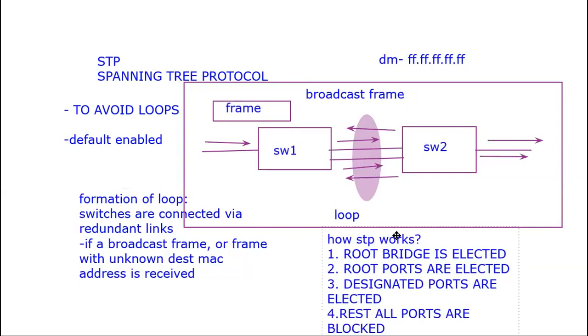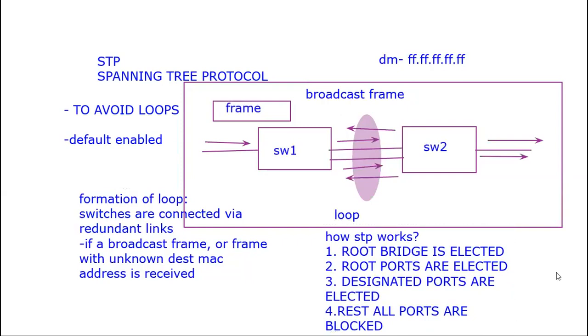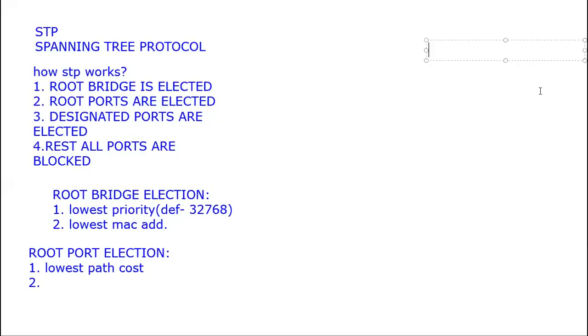For electing all these root bridge, root ports, designated ports, and blocked ports, there are some election processes involved. So the election process is the next thing we have to see. Okay, so the path cost is elected and the path cost depends on the bandwidth. If the port is an Ethernet port, then the path cost will be 100. So higher the bandwidth, lower is the cost.